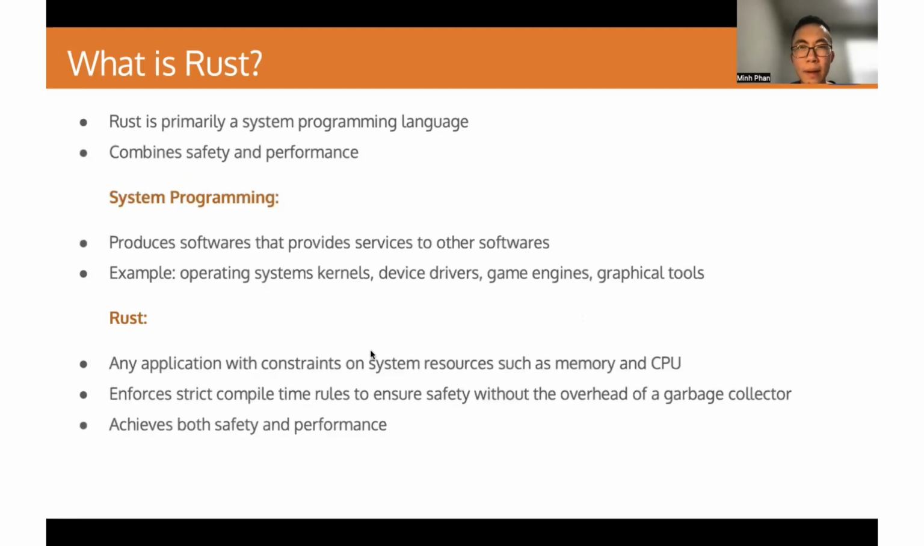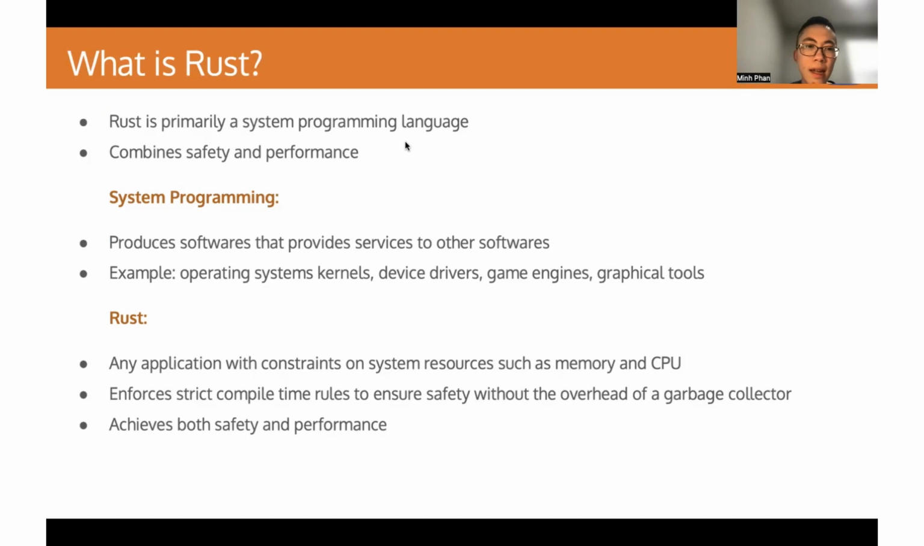Rust is primarily a systems programming language that combines safety and performance. What is systems programming? Systems programming produces software that provides services to other software. Examples may include operating systems, device drivers, game engines, and graphical tools.